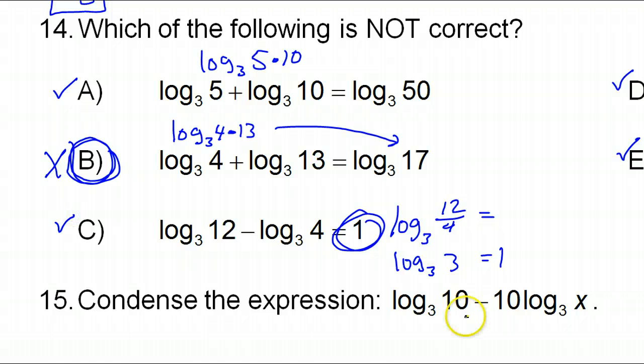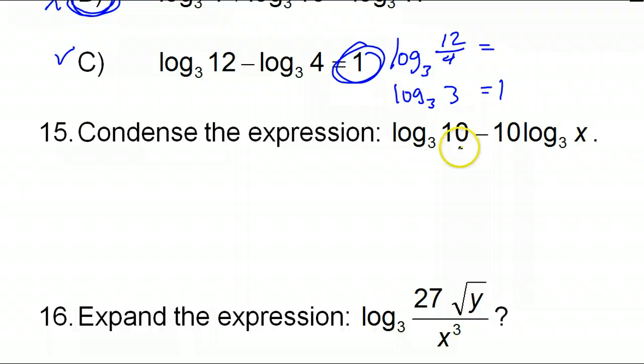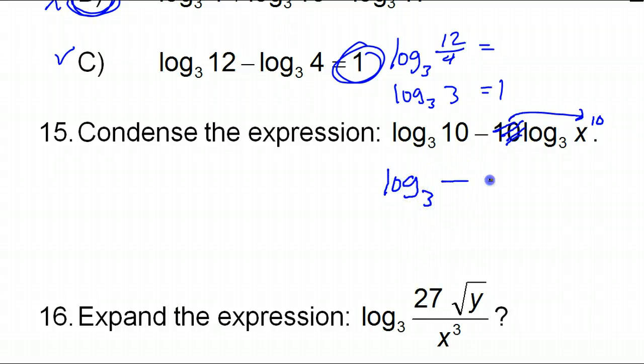Number 15. Condense this expression. Well, if we're going to condense, let's take this coefficient and put it back over as a power, like that. Then subtraction turns into division. So I'm going to have log base 3 of 10 over x to the 10th power. And that's it. That's all there is to that. That's condensed.